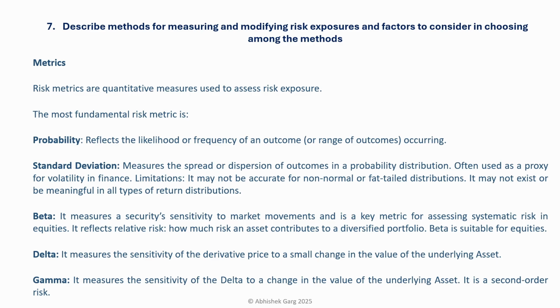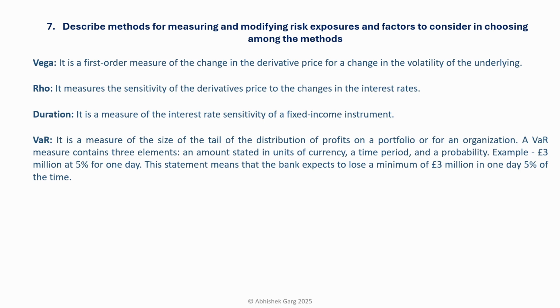Then comes gamma. Gamma is the sensitivity of the delta to the change in the value of the underlying asset. Gamma is a second order risk. Vega. Vega is the first order risk of the change in derivative's price for a change in the volatility of the underlying. If the underlying becomes more volatile, what's the change in the value of the derivative? That is Vega. Then comes Rho. Rho is the sensitivity of the derivative's price to the changes in interest rates.